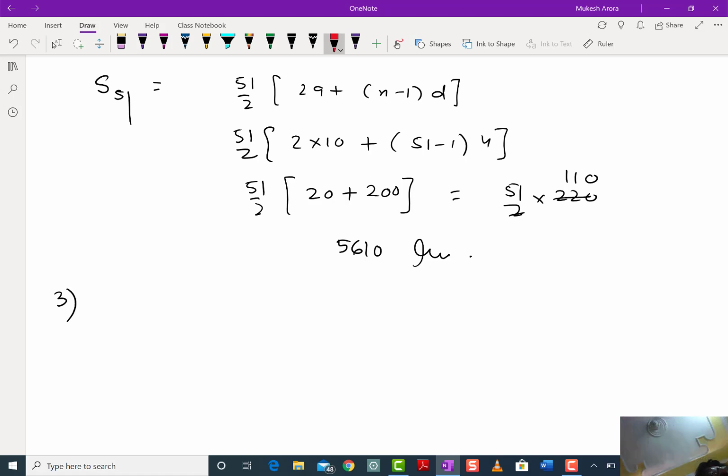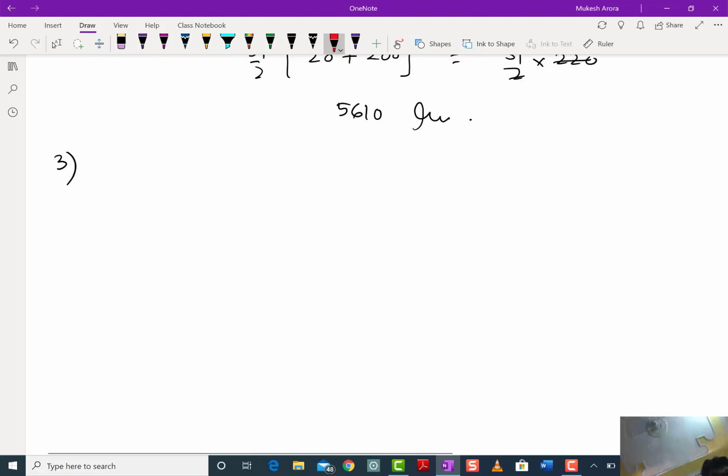Third question: if an is equal to 3 plus 4n, find the sum of 15 terms. So an means nth term. So it's very easy. You can find the series accordingly and get the answer, or you can find d. So no need of d, you find the series.